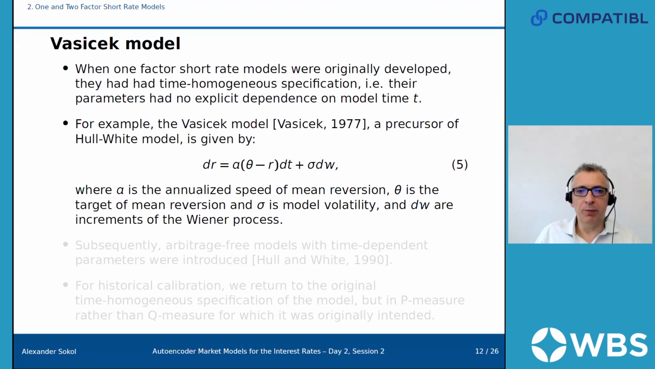So the precursor of the Hull-White model is the Vasicek model, right? So it's a time homogeneous model, but with the same terms, right? Normal stochastic driver and mean reversion with constant speed.